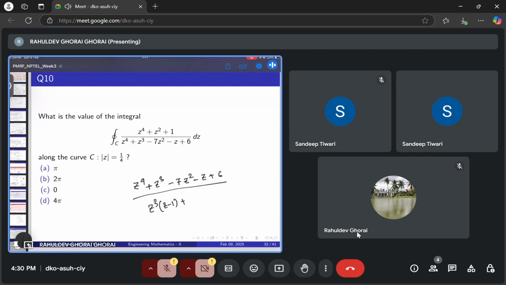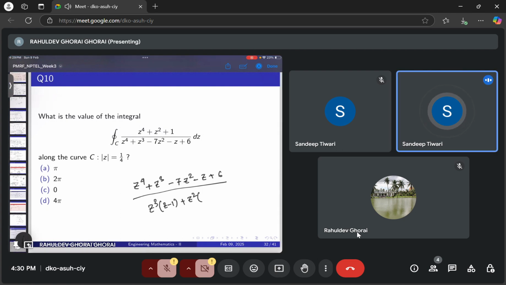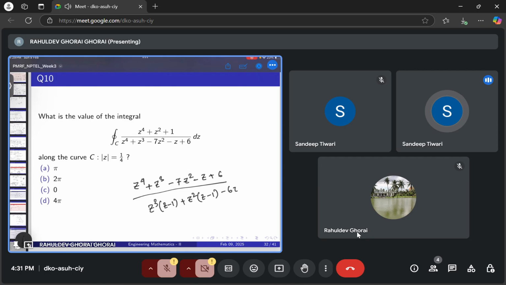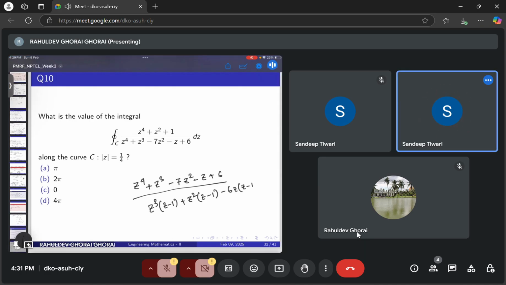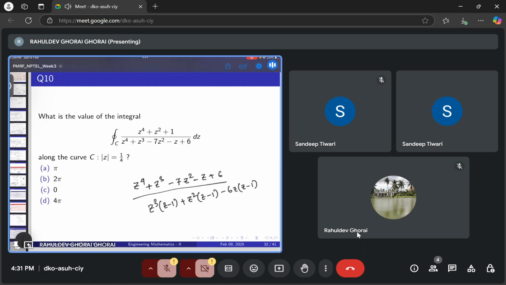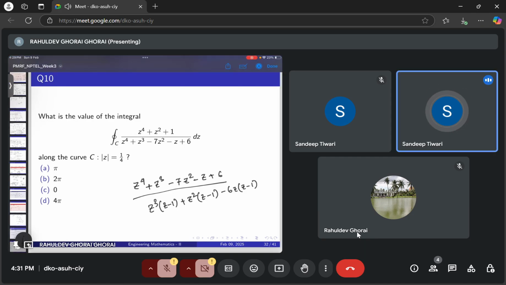How did you do it anyway? Sir, I have guessed, sir. What did you do? Sir, my guess, sir. Your guess is not like this. Sir, it is analytic inside and along the boundary of the curve, so this must be 0, sir.